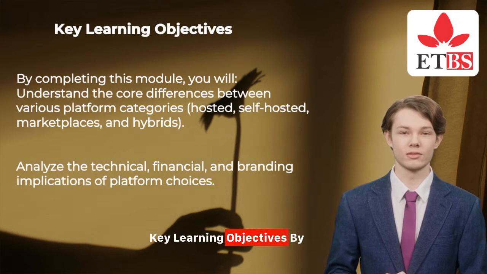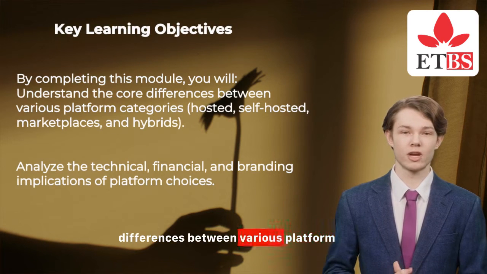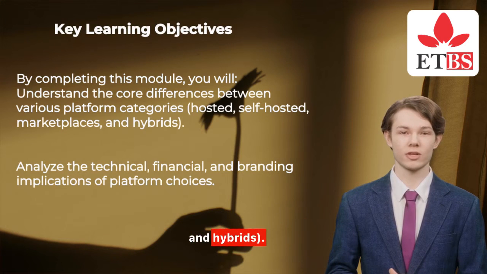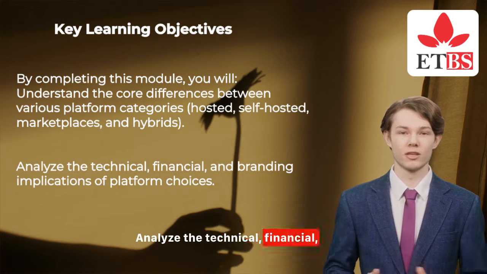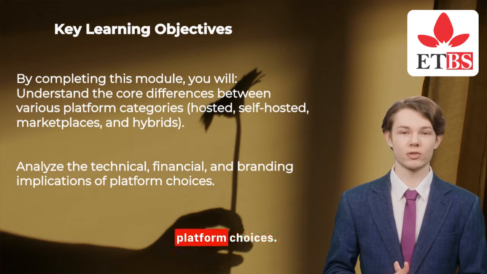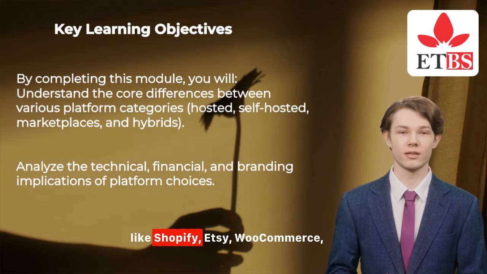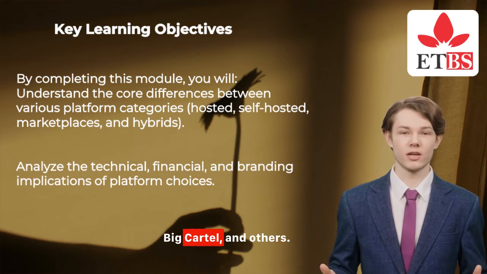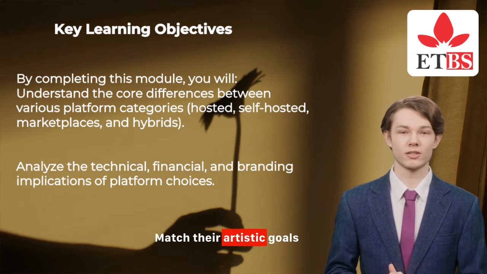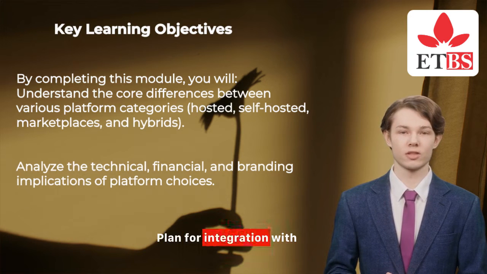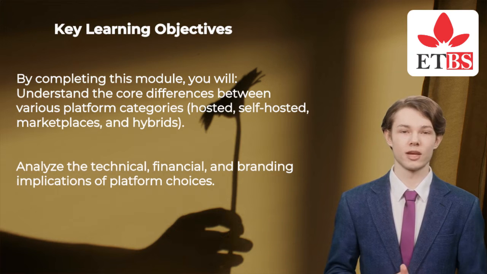Key learning objectives. By completing this module, you will understand the core differences between various platform categories: hosted, self-hosted, marketplaces, and hybrids. Analyze the technical, financial, and branding implications of platform choices. Assess the advantages and limitations of major platforms like Shopify, Etsy, WooCommerce, Big Cartel, and others. Match their artistic goals with appropriate e-commerce technology and audience reach. Plan for integration with payment gateways, shipping systems, SEO tools, and marketing plugins.